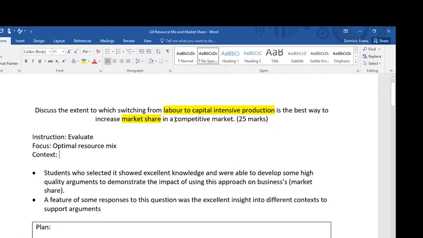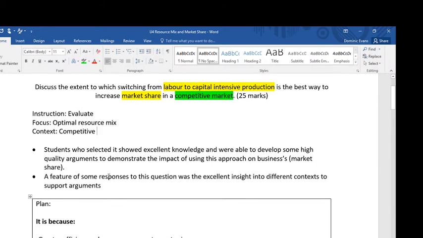And is there a context? Yes, there is. It is a business in a competitive market. So when we're trying to make sure our answer is focused on answering the question, we need to ensure that we cover all of these bases. It should be really clear to the examiner that we're talking about a business in a competitive market.